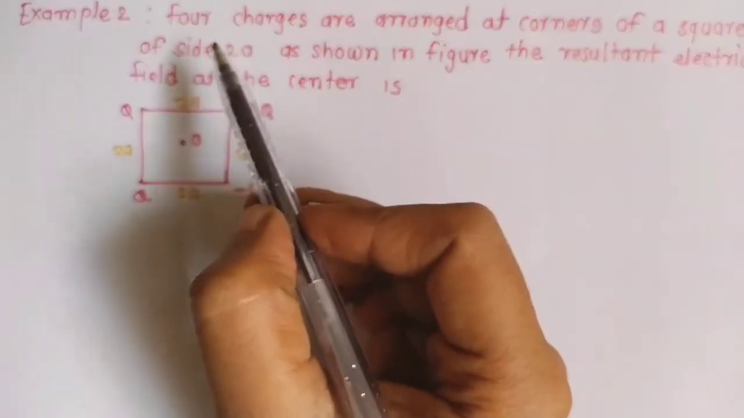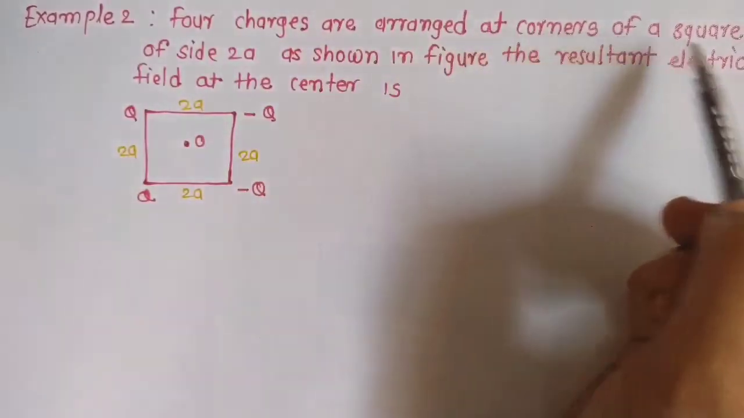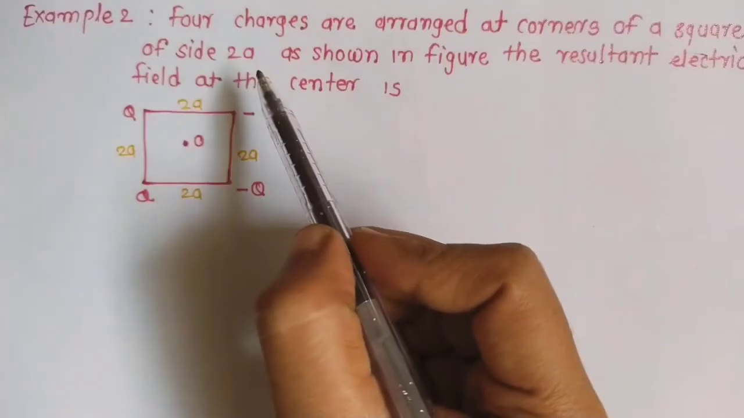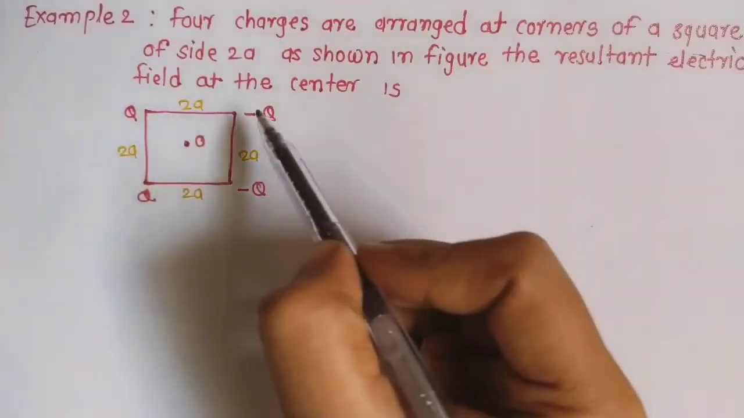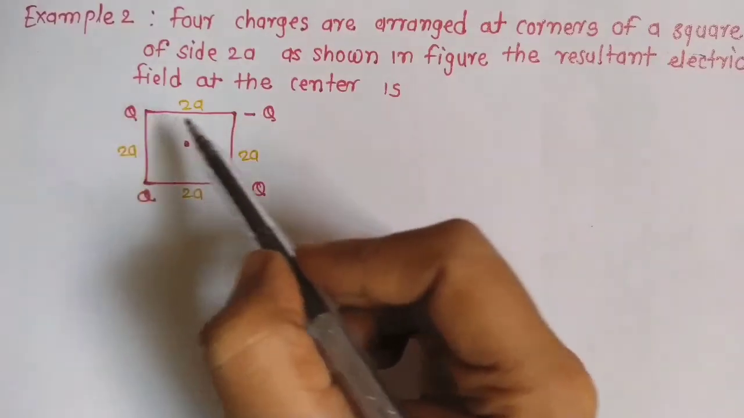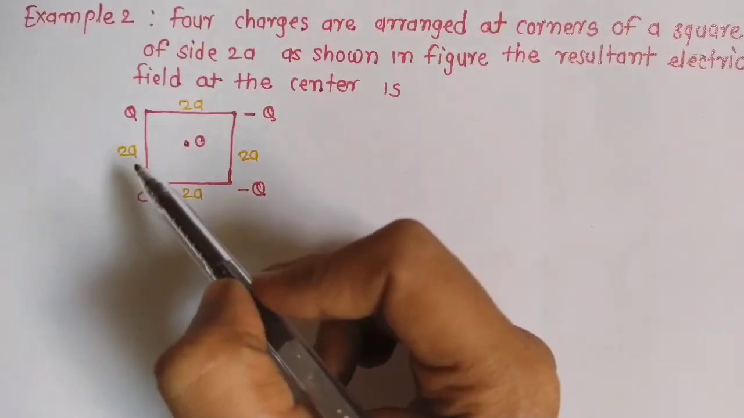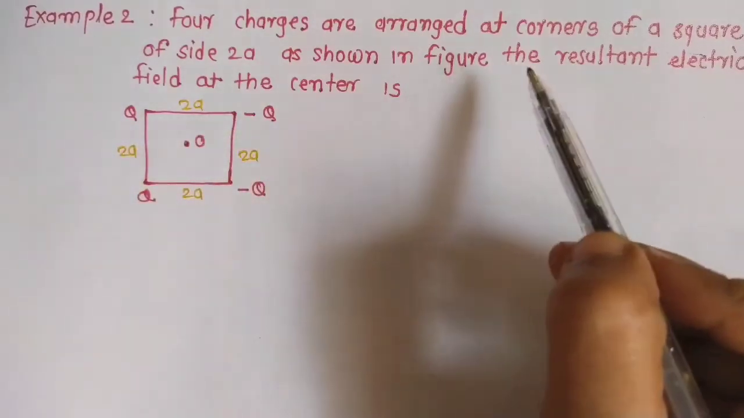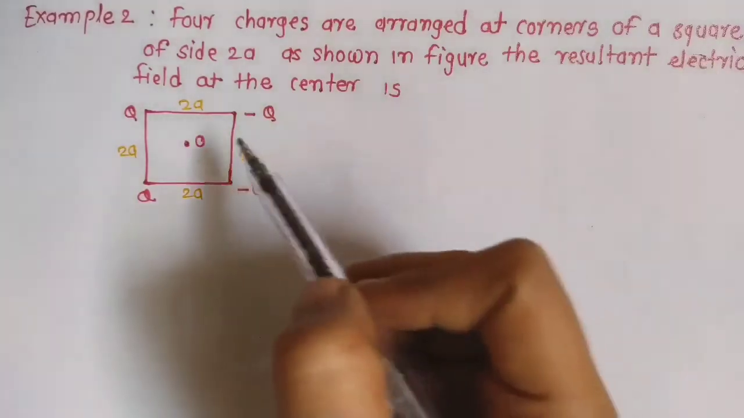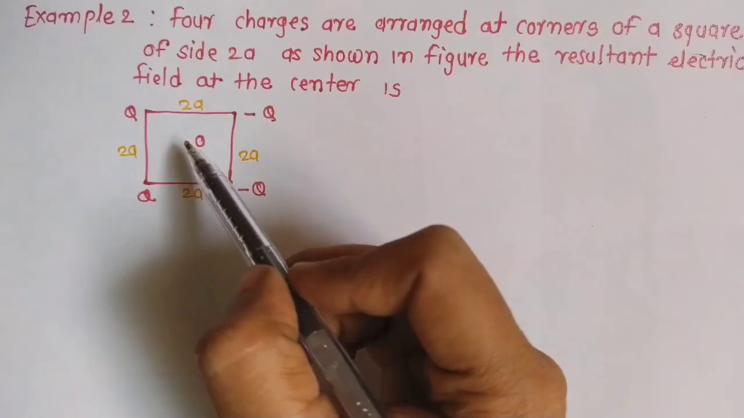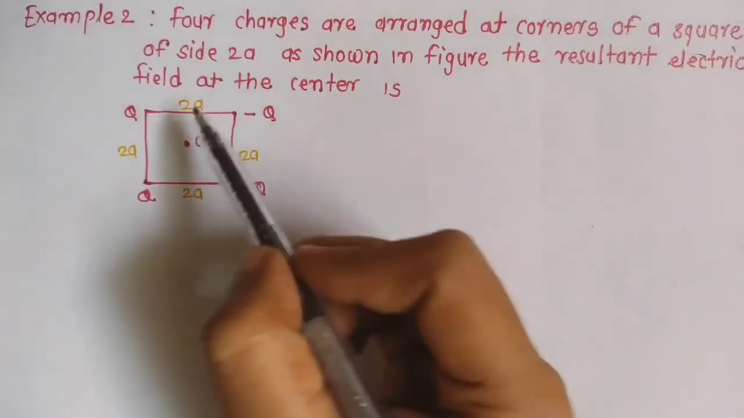Example number 2. We have 4 charges arranged at the corners of a square of side 2a, as shown in the figure. The side of the square is twice a, and we have to find the resultant electric field at the center O due to these 4 charges.